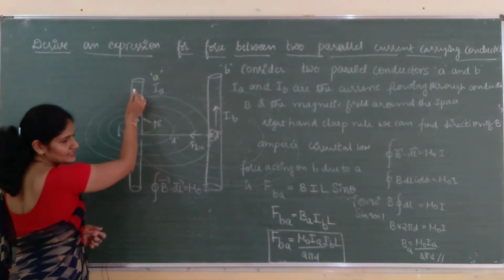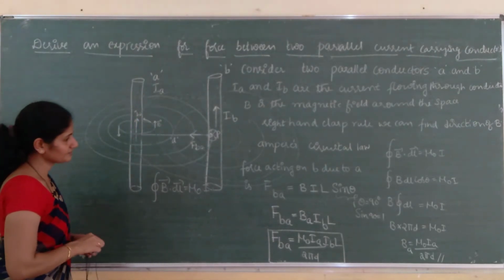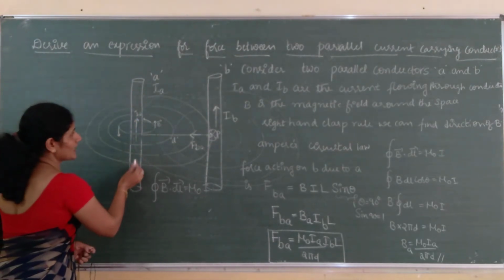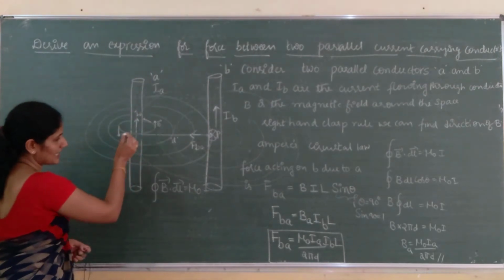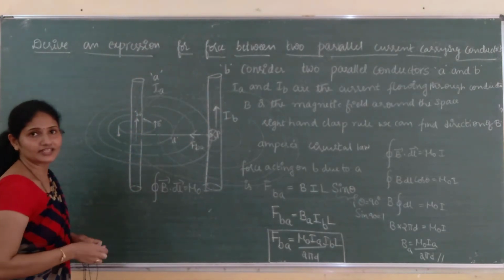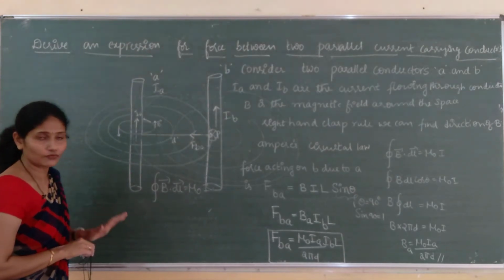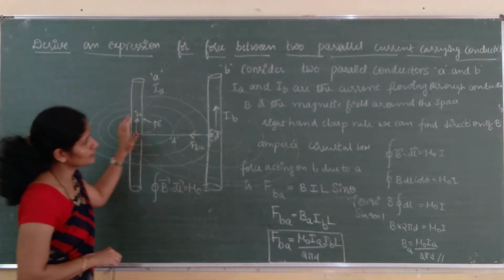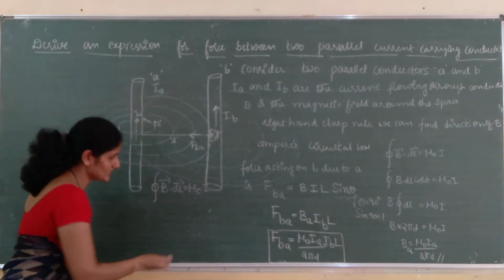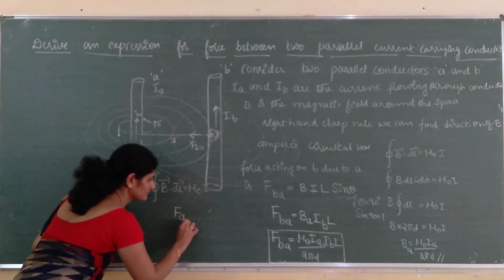The direction of current is this one. This is the direction of current, and this is the direction of magnetic field. Then what is the direction of the magnetic force acting on the first conductor due to the second conductor? That is F_AB.